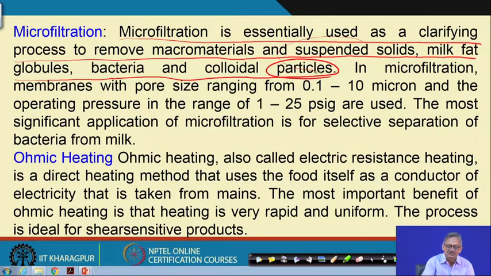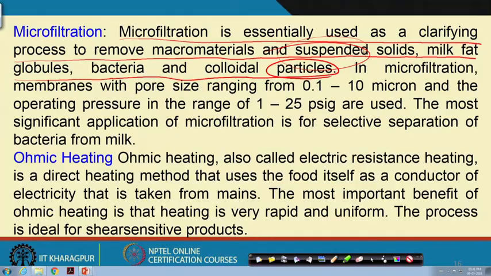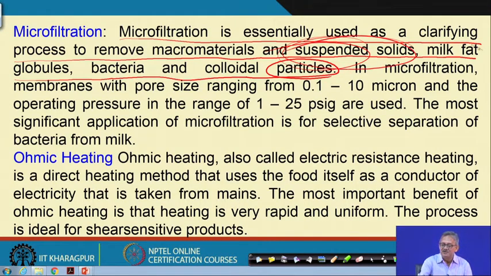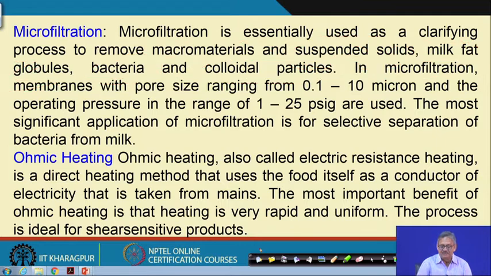These are all macro with respect to nano, right. Though micro, with respect to nano they are macromolecules. For example, we said suspended solids, milk fat globules, bacteria, or colloidal particles. All of them can be removed by microfiltration.